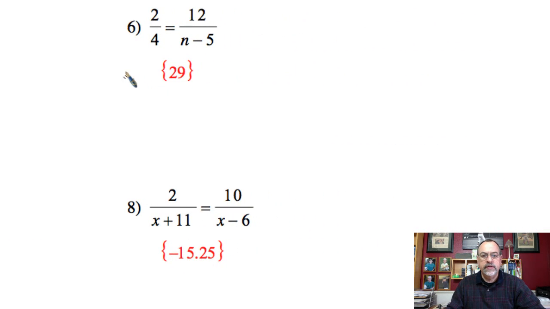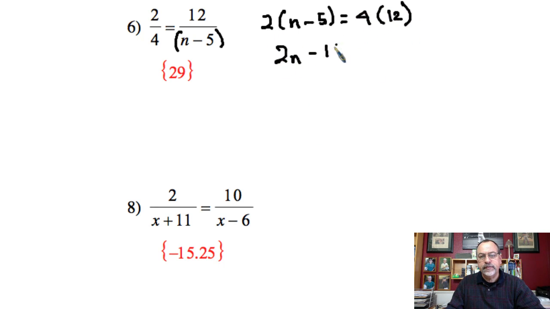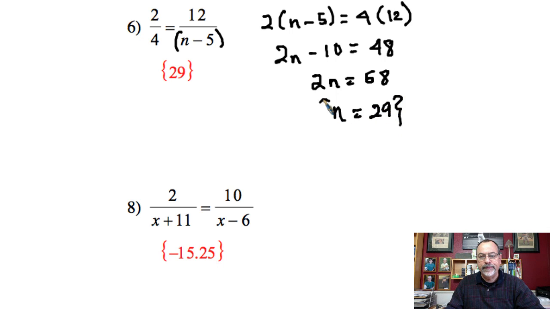All right, number 6. Again, I see this going on, so I'm going to put parentheses around it. So I have 2, the extremes, times n minus 5 is equal to the product of the means, 4 times 12. I'm going to distribute. That's 2n, that's 48. Oops, that's an n. 2n is equal to 58. So n would be equal to 29.